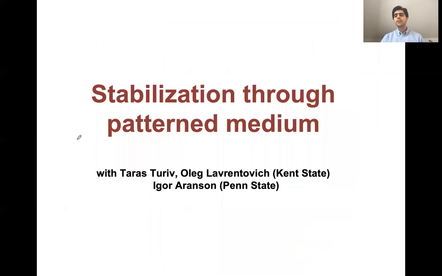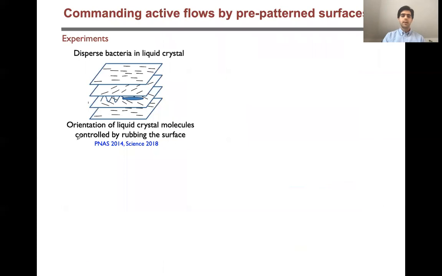So the first strategy is using some kind of pattern medium. And this is based on experiments from Oleg Lavrentovich's lab at Kent State, where the brilliant idea is to disperse these bacteria in a background passive liquid crystal. The advantage is that we can control the orientation of the passive liquid crystal, and by doing that, we actually have control over the orientation of bacteria. They are free to swim, but their orientation we have control over.